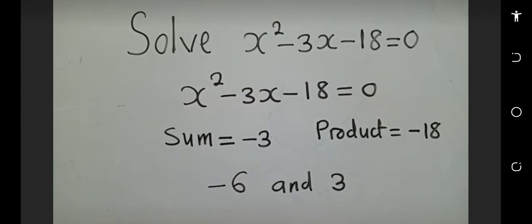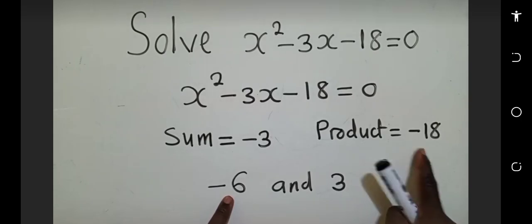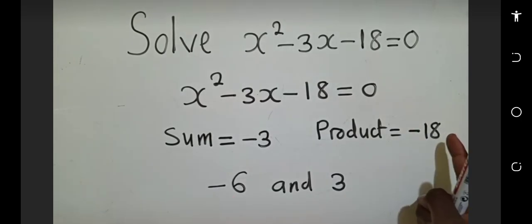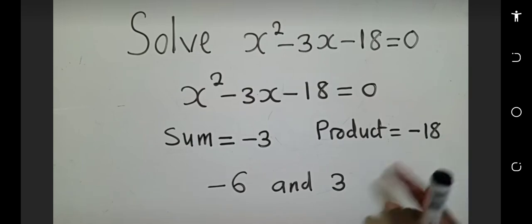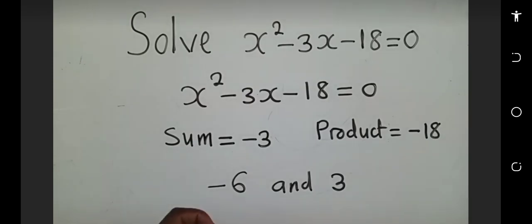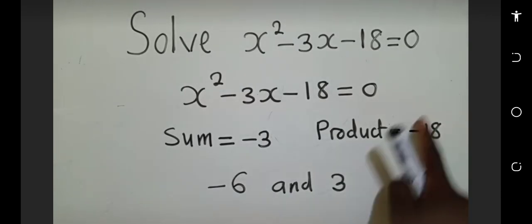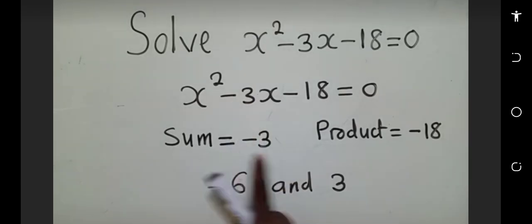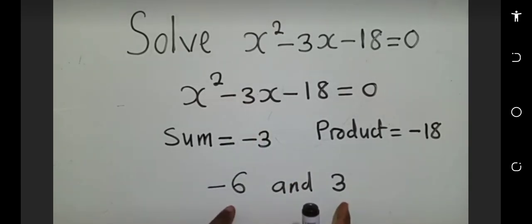I know quite a number of people say they face difficulties when it comes to finding these two numbers. So what you can do is go to the product and find numbers that can go into 18. When you get those numbers, you start playing with them. You try these two, you try these two. If, when you multiply them, they give you negative 18, and the same two numbers, when you add them, give you negative 3, just know that those two numbers are your factors.